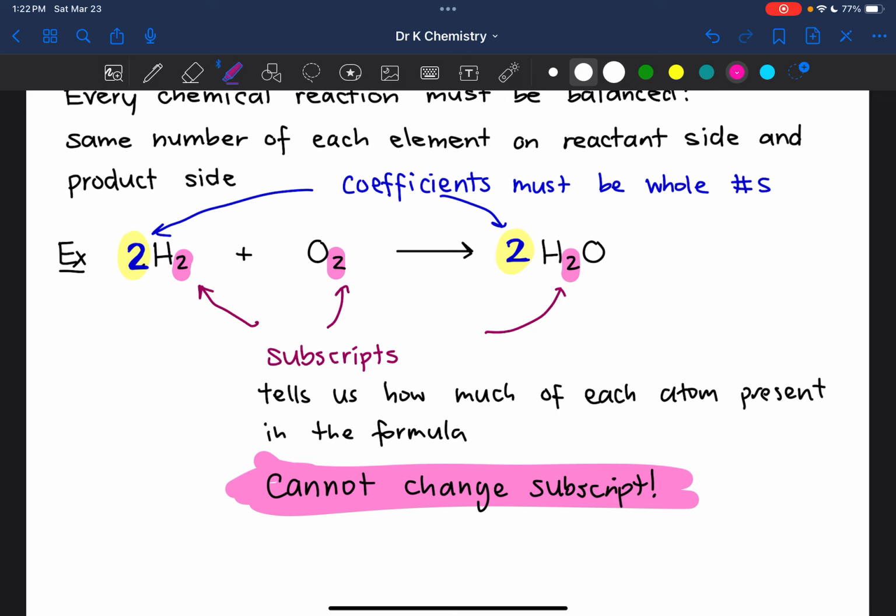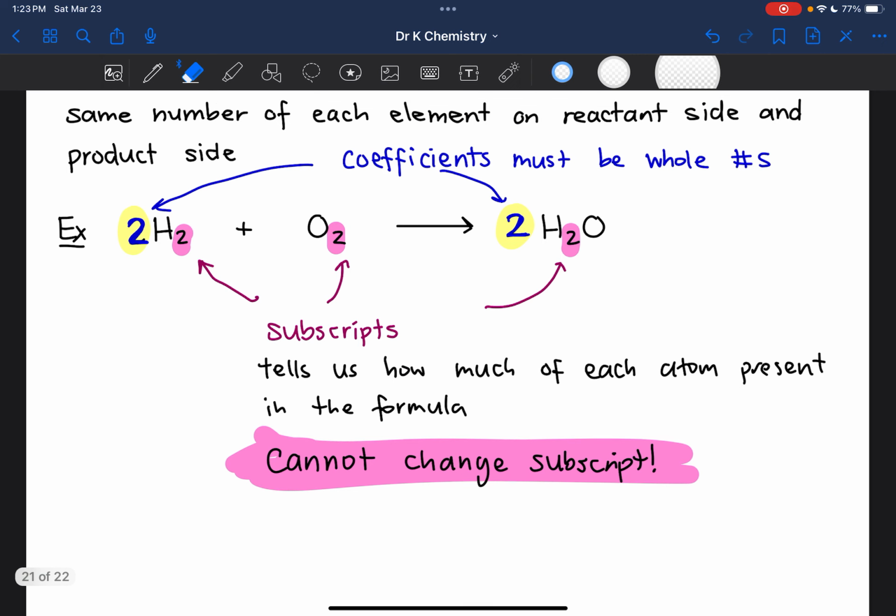We cannot change the subscript, because if we do that, we change the chemical formula, which means we are entirely changing the identity of the substance. So for example, if we write H2O, that means water. If we change that subscript of 1 here to 2 and we write H2O2, this is hydrogen peroxide. And that is an entirely different type of compound. Water you can definitely drink, and you should. Hydrogen peroxide you do not want to drink. Completely different compound, it behaves differently. So you never want to change the subscript, you only want to change the coefficient.